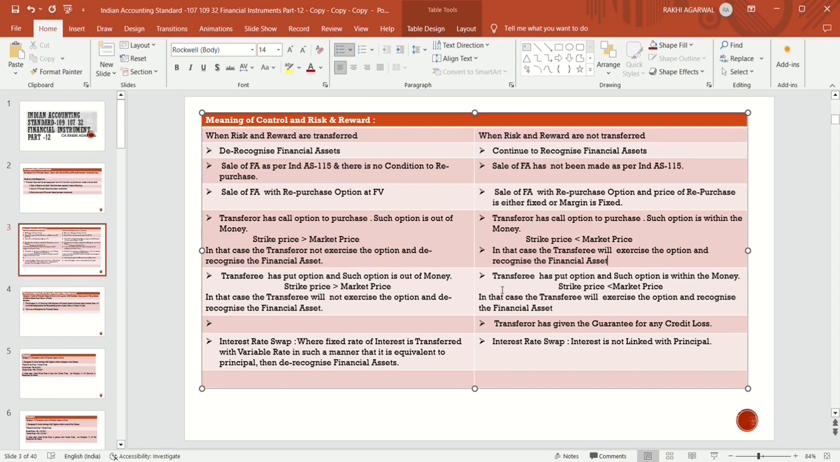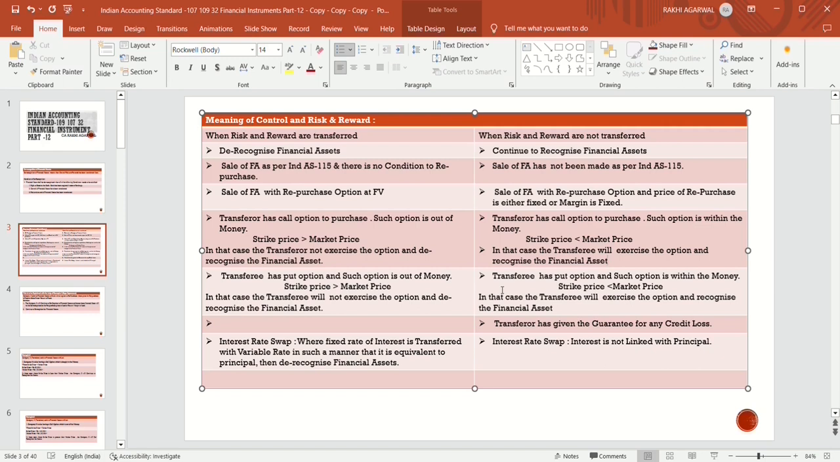When the transferor has a put option and such option is within the money, that is, when the strike price is less than market price, in that case also the transferor will exercise the option and recognize the financial asset.